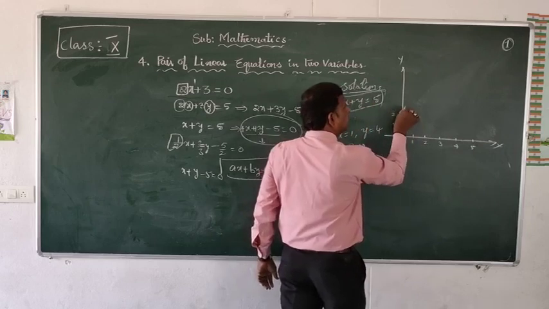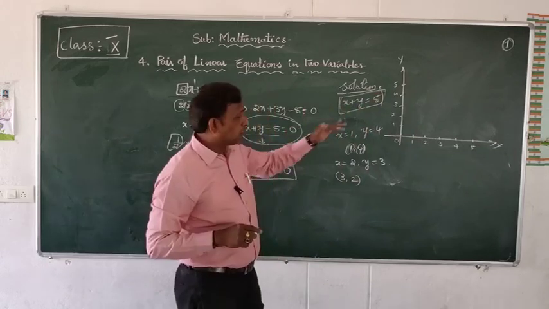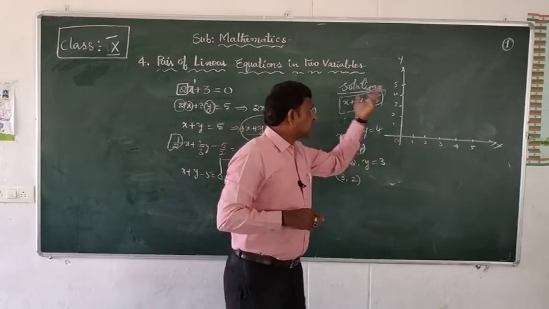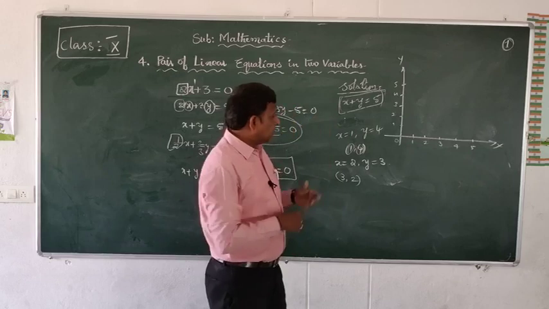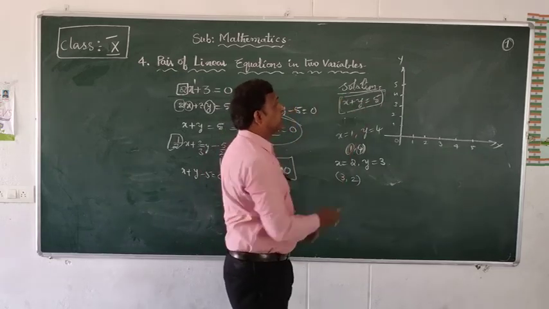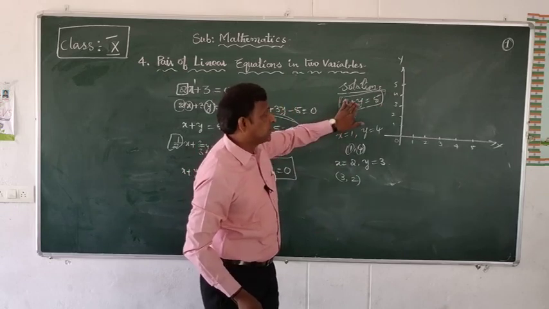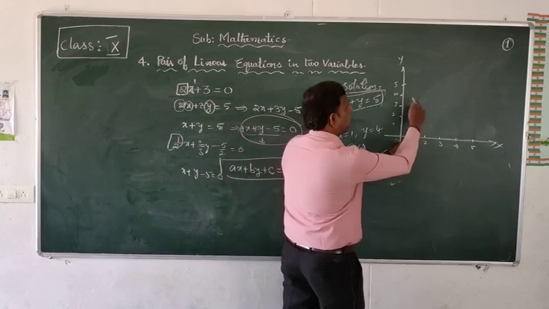And 1, 2, 3, 4, 5. Like this. I have marked our required units under the x and also the y axis. You can take x equal to any value and you will find that y value. Here I have written a few values. Suppose x is equal to 1, y is equal to 4.